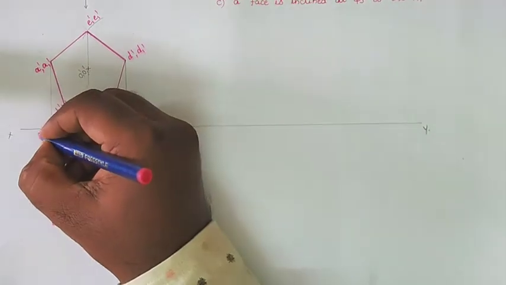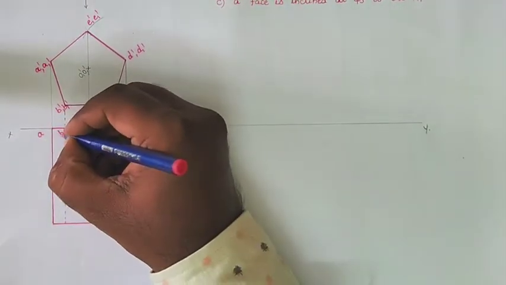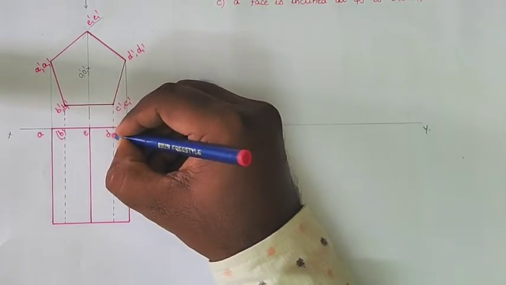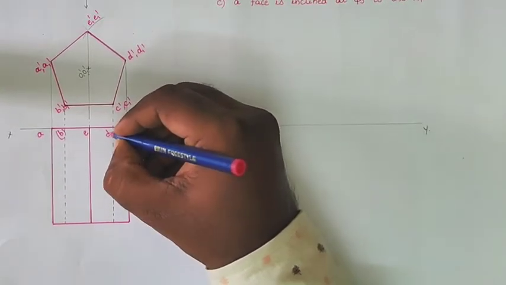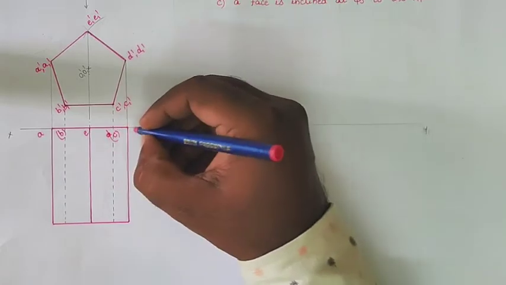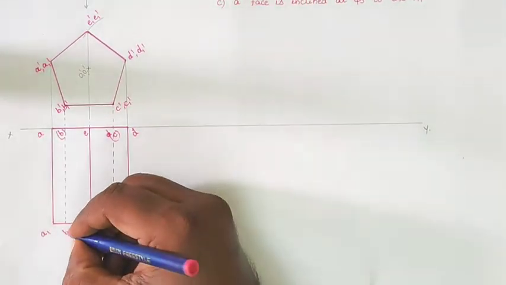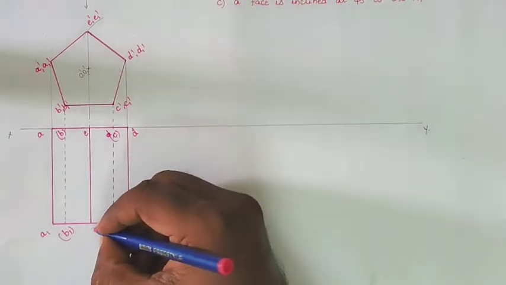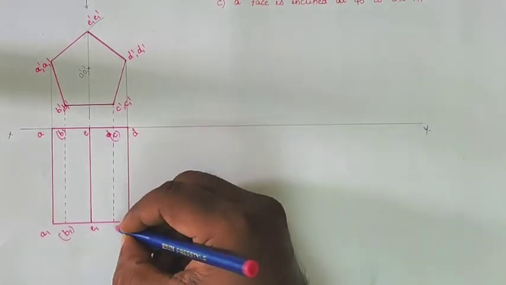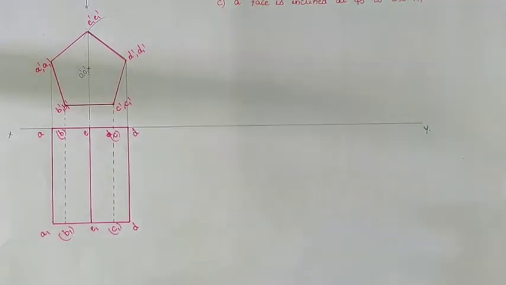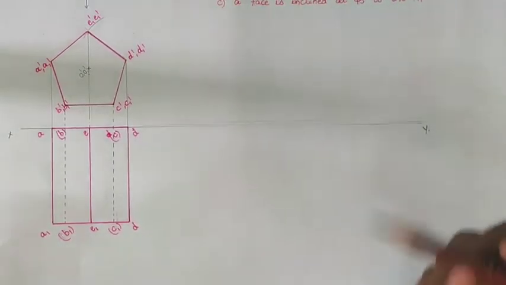Here we'll get A and B invisible, and here we'll get E and D, and here we'll get C, which is invisible, and D here. So here we'll get A1, B1 invisible, E1 and C1 invisible, and D. Like that we will draw the front view and top view of our diagram.